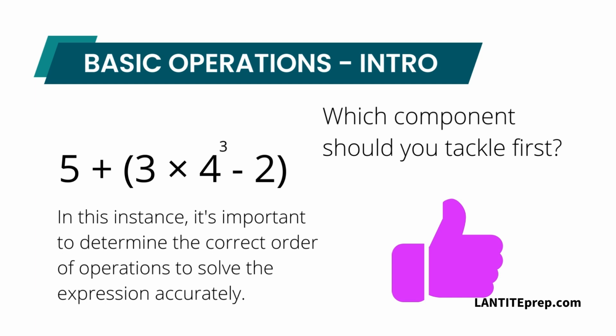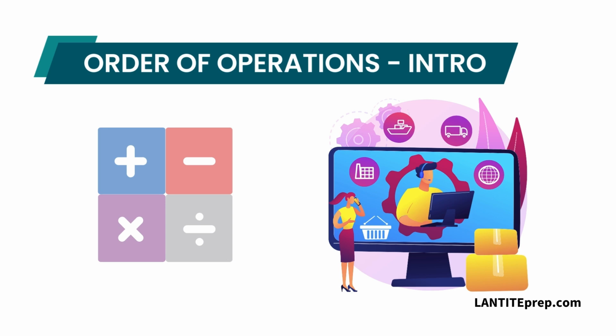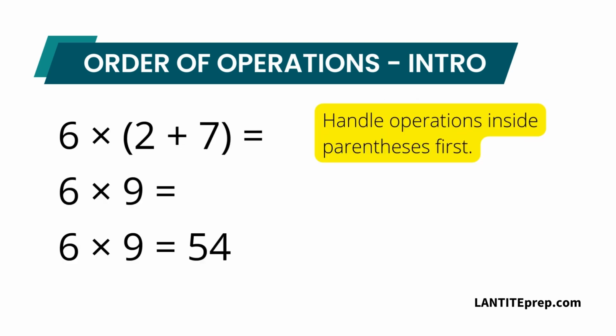To create a system of correctly answering these kinds of questions, people long ago created the order of operations, where we first handle operations inside parentheses. In this example, we add 2 and 7, which equals 9, and then multiply it by 6, which gives us a final answer of 54.